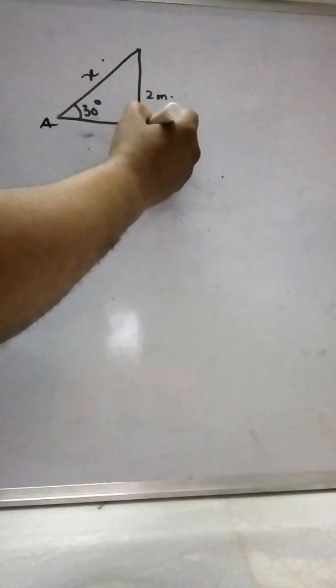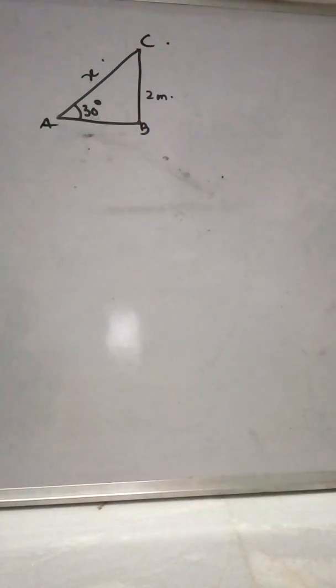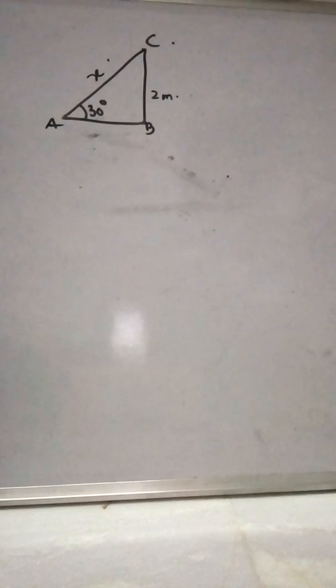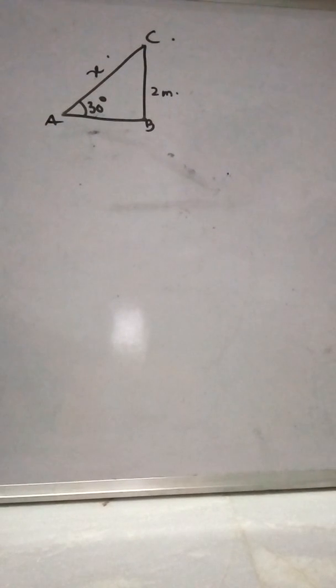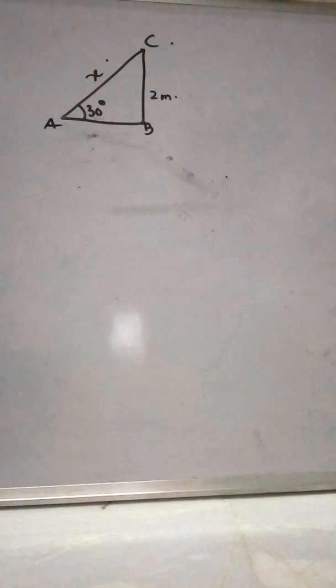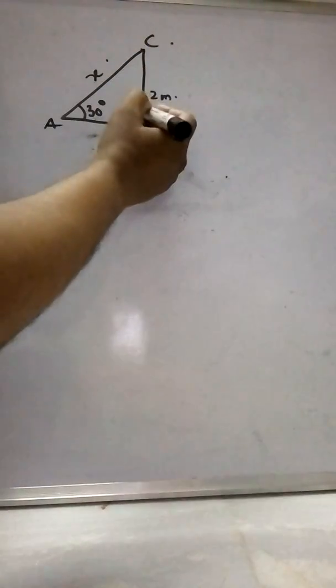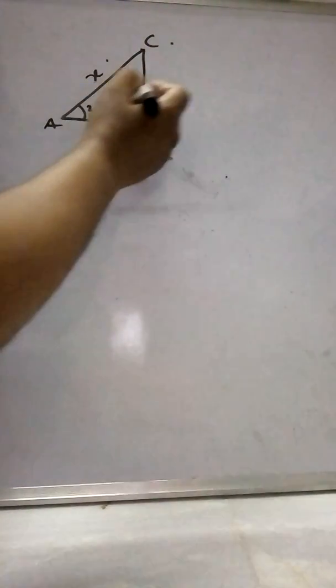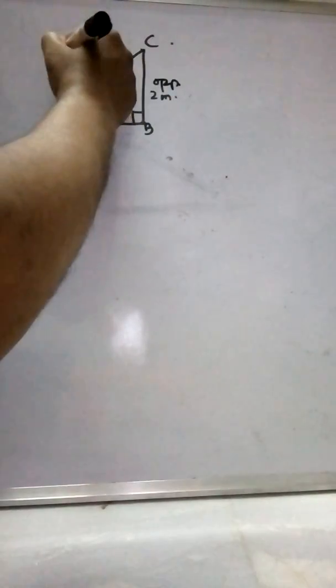So A, B, C. You have to write all this, that BC is the height of the slide, AC is the length of the slide, and AB is the distance between the foot of the slide and the foot of the height of the slide. So now here, see, for this angle it becomes 90 degree here. For this angle, this is the opposite side and this is the hypotenuse.